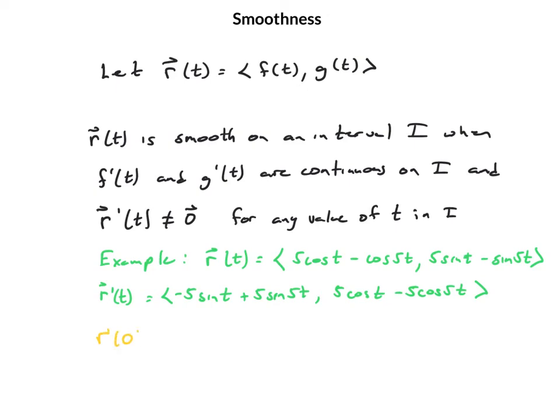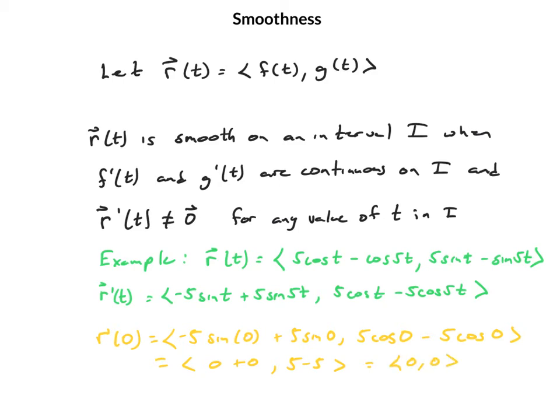But if we pick a value, I'm going to pick r prime of 0, which is going to be negative 5 sine of 0 plus 5 sine of 5 times 0, which is going to be 0, and 5 cosine 0 minus 5 cosine of 5 times 0, which is also 0. Sine of 0 is 0, so that's going to be 0 plus 0, and for the other portion, cosine of 0 is 1, so that's going to be 5 minus 5. And so what I get when I do that is the vector 0, 0.